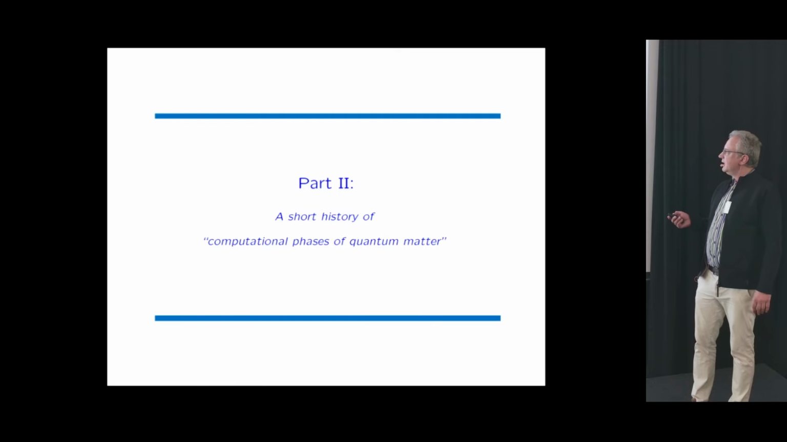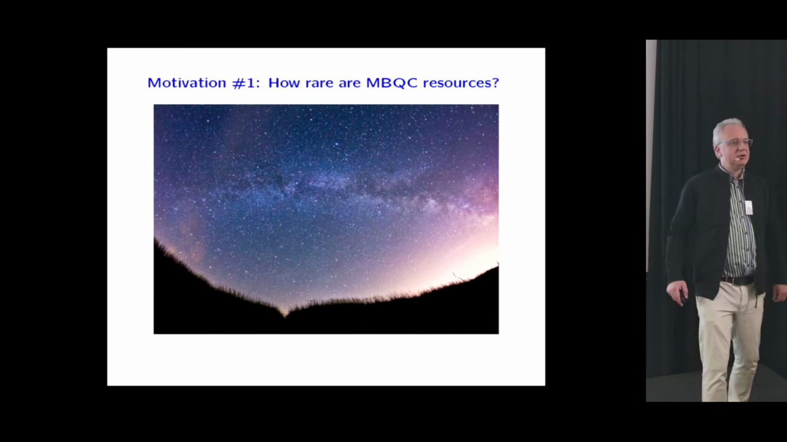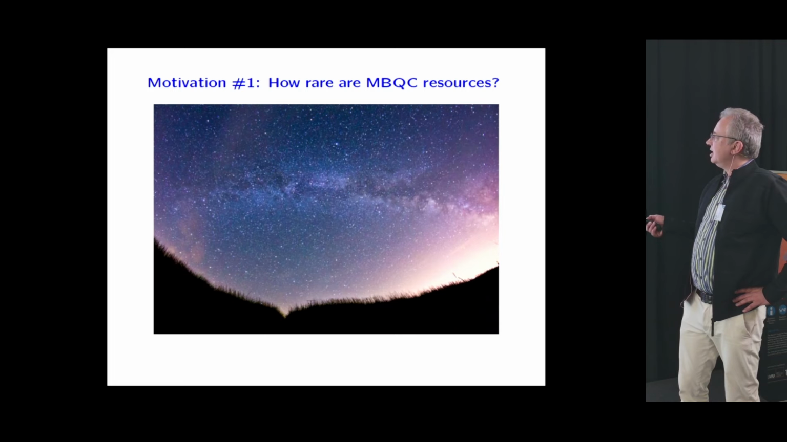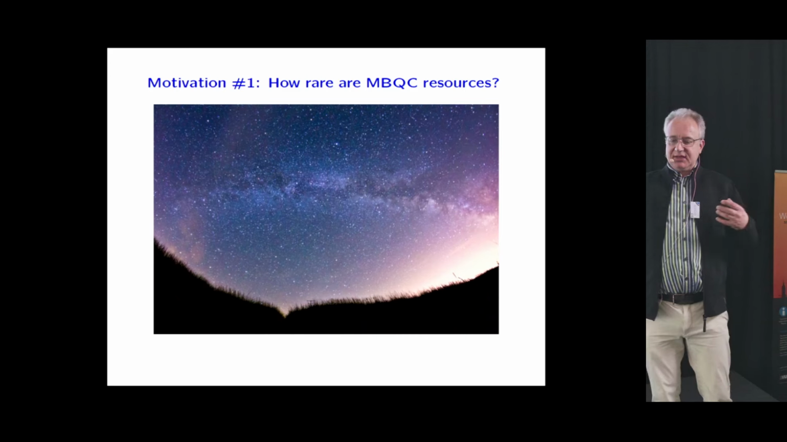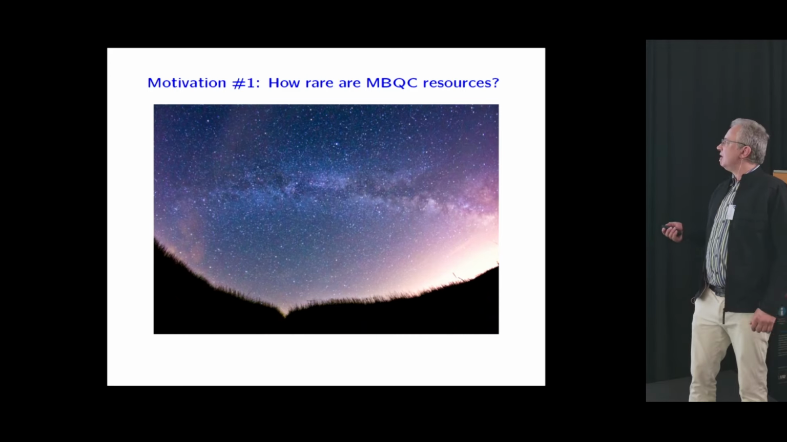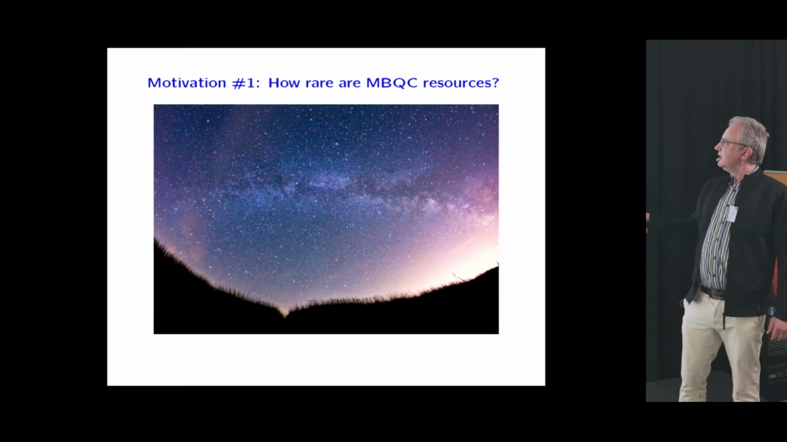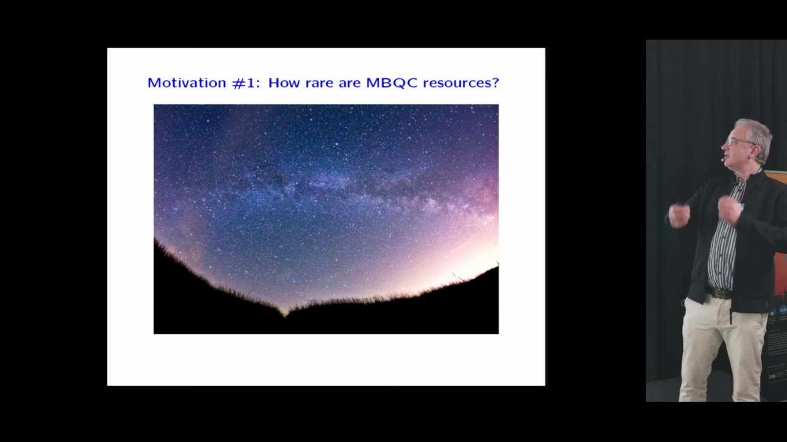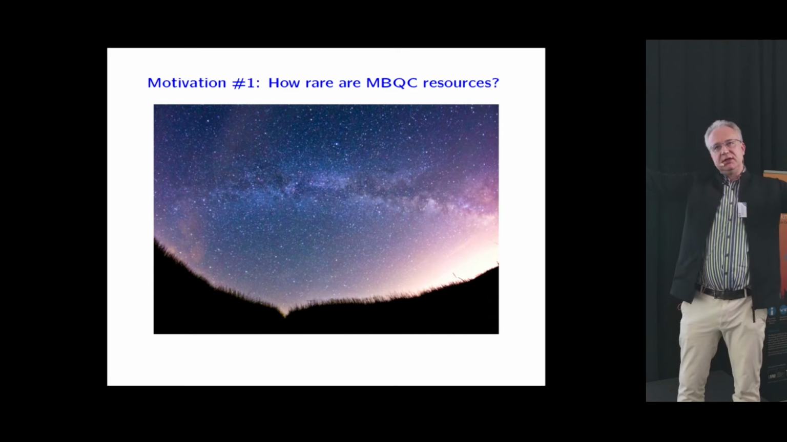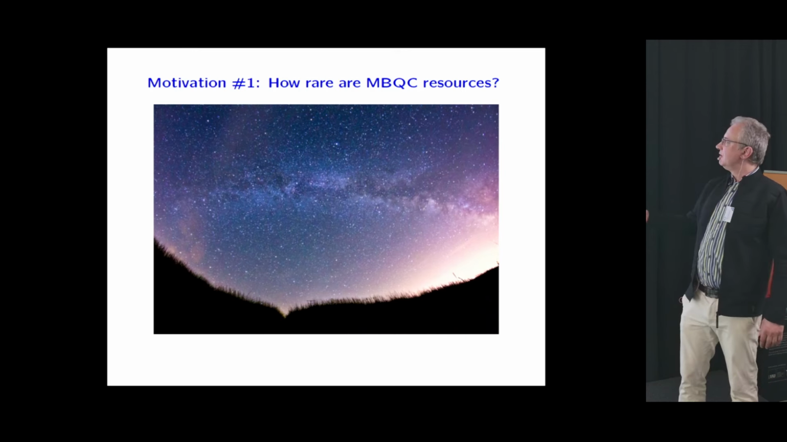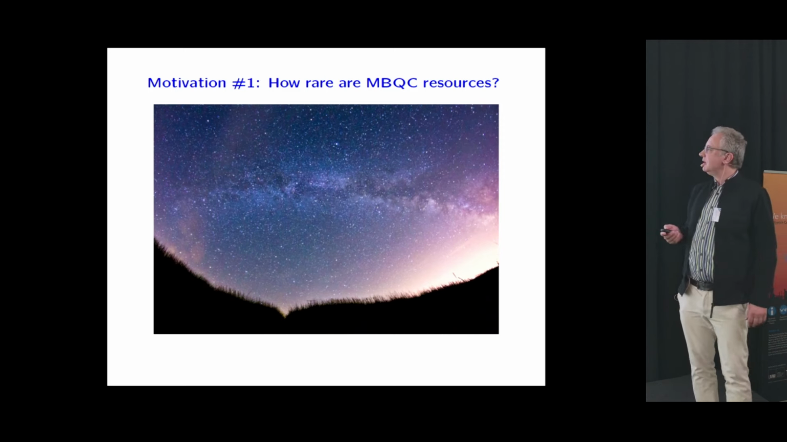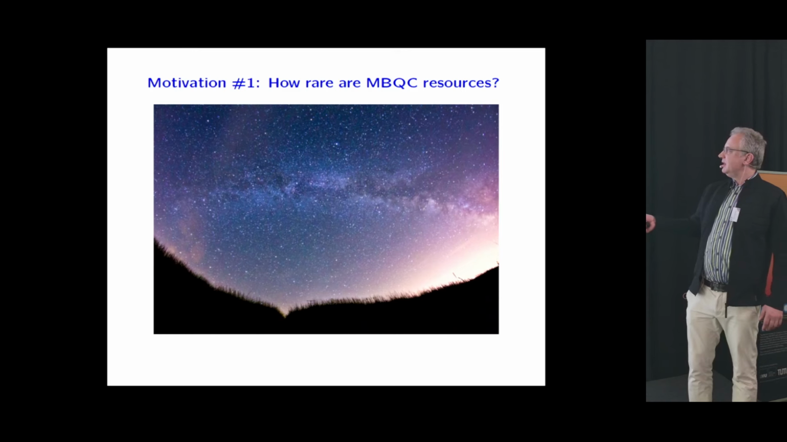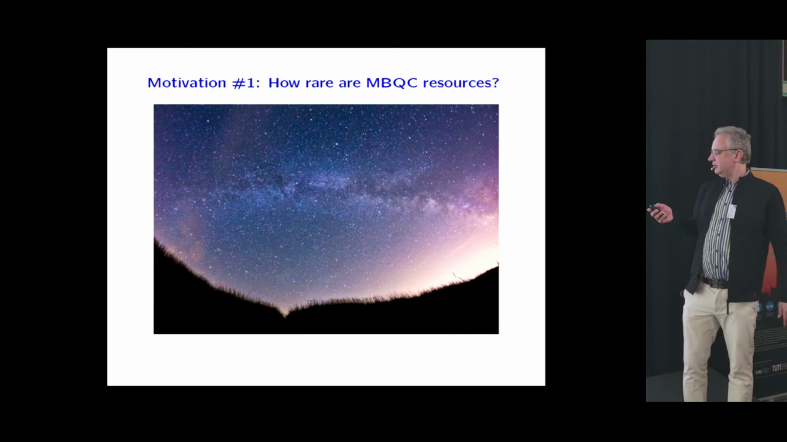So this is the history of the field, and before the history of the field, a bit of motivation. I give you two motivations. The first is a fairly general motivation. I take the night sky here as a kind of counterpart of Hilbert space. And so we could ask, how are resource states for measurement-based quantum computation distributed in Hilbert space? Are they individual points separated from one another, or do they form a continuous object like what the Milky Way appears to be from far away?